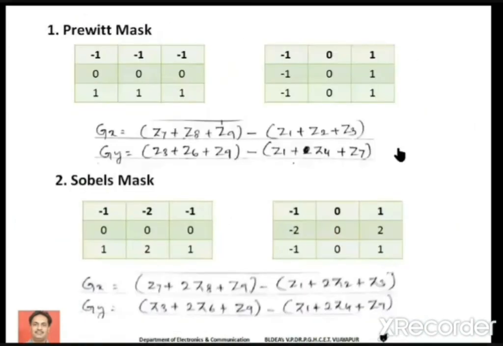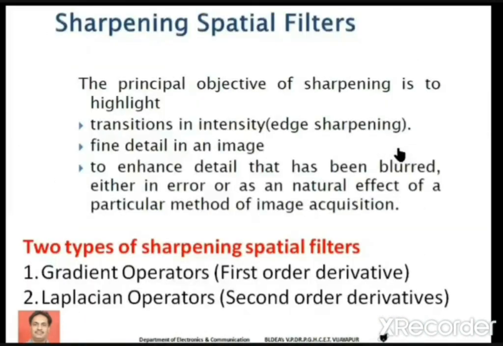Dear students, in this class, we have seen the concept of sharpening spatial filters. Sharpening spatial filters are used to obtain the finer details of the image. In other words, to obtain the edge details of the image, we can make use of the sharpening operation. We have two sets of operators, gradient and Laplacian. Gradient is a first order derivative and Laplacian is a second order derivative.